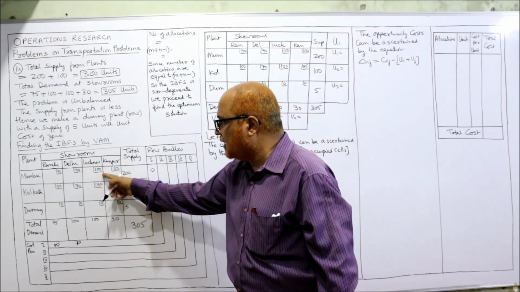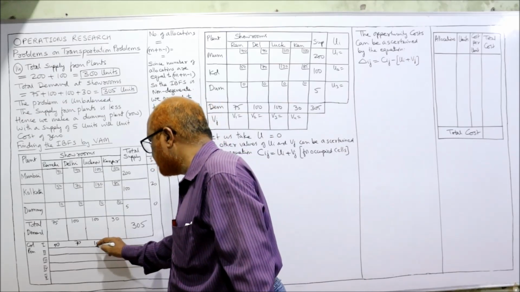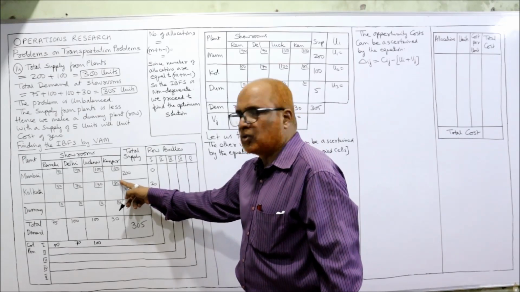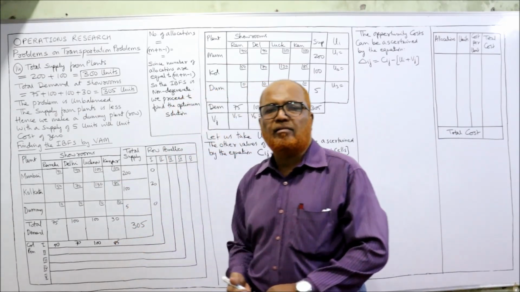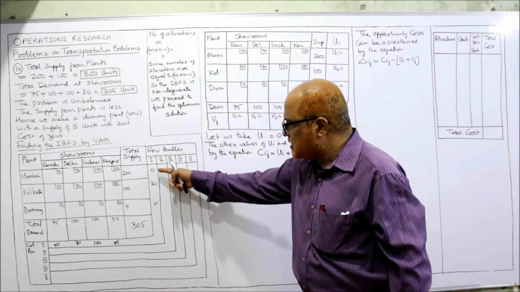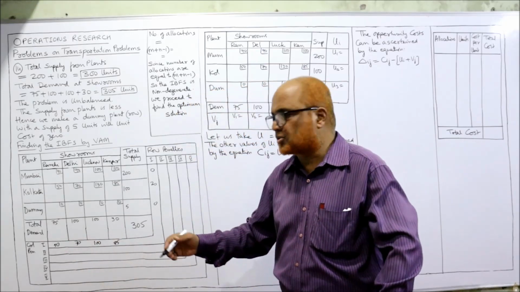Next minimum is 100. So 100 minus 0 is 100. Here the minimum is 0. Next minimum 85. So 85 minus 0 is 85. So we have calculated the penalty for row as well as column. So what is the highest penalty? 0, 20, 0, 85, 100, 70, 50. 100 is the highest penalty.